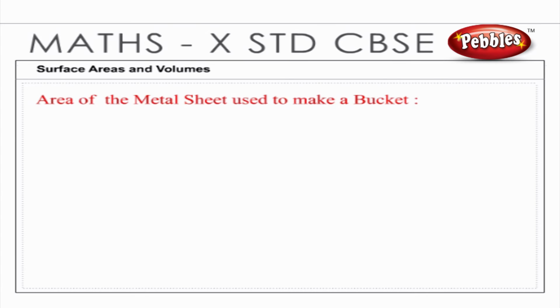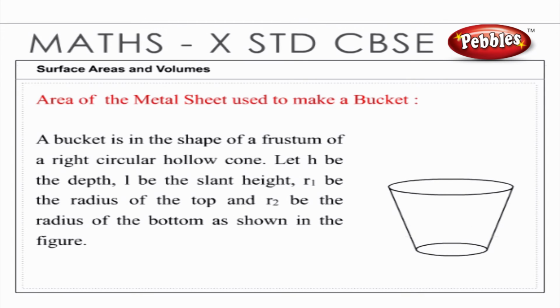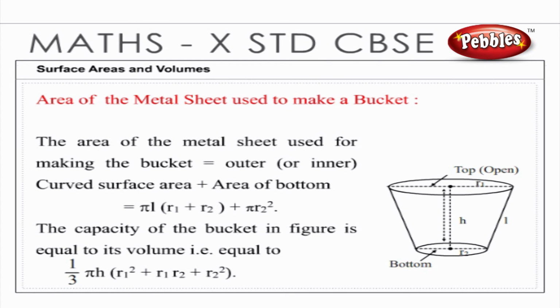Area of the metal sheet used to make a bucket. A bucket is in the shape of a frustum of a right circular hollow cone. Let H be the depth, L be the slant height, R1 be the radius of the top, and R2 be the radius of the bottom as shown in the figure. The area of the metal sheet used for making the bucket is equal to the outer or inner curved surface area plus area of bottom, which is equal to pi L (R1 plus R2) the whole plus pi R2 squared.